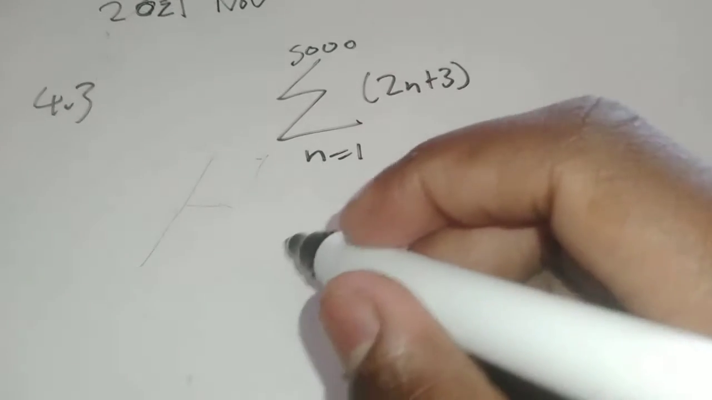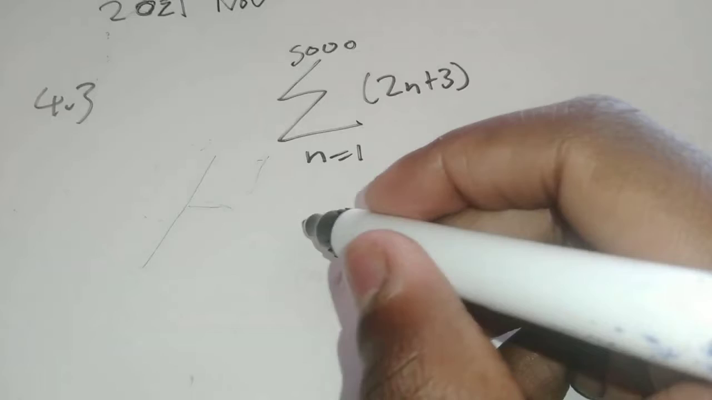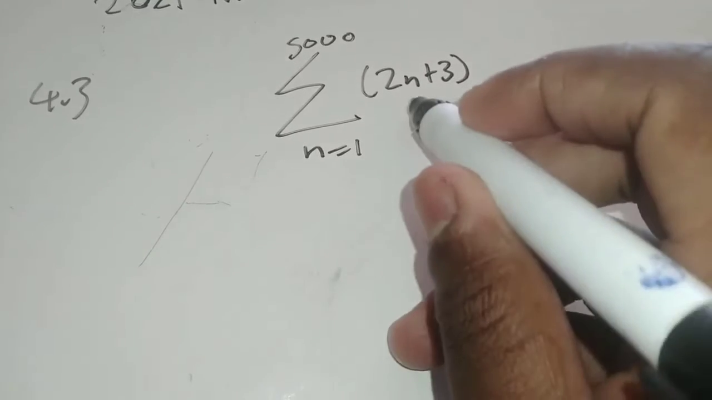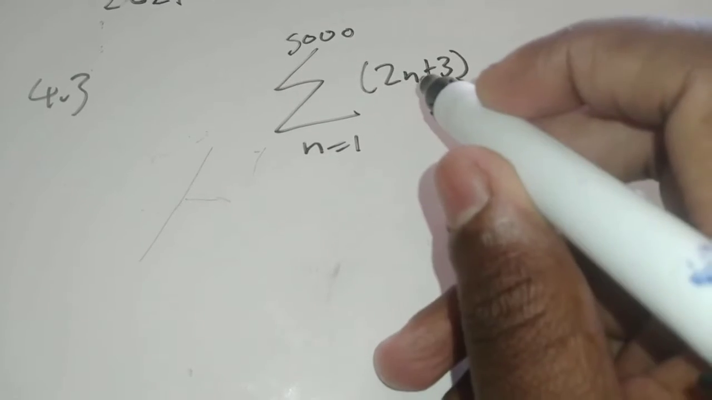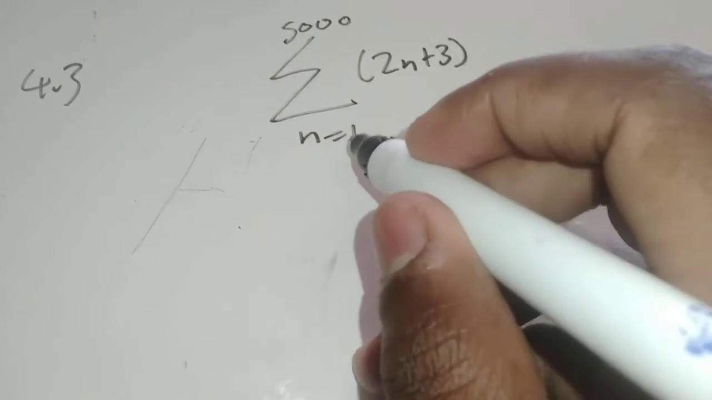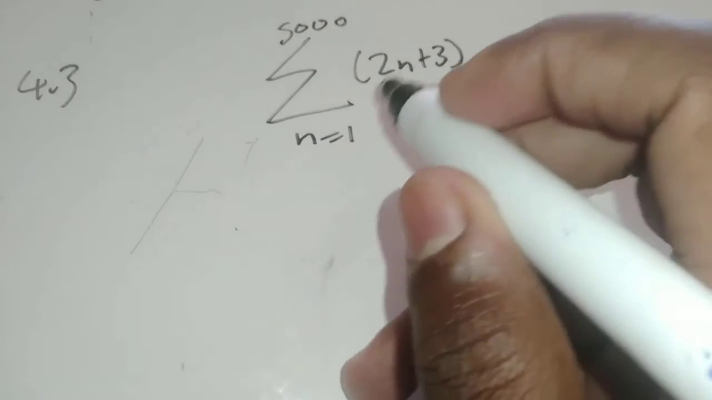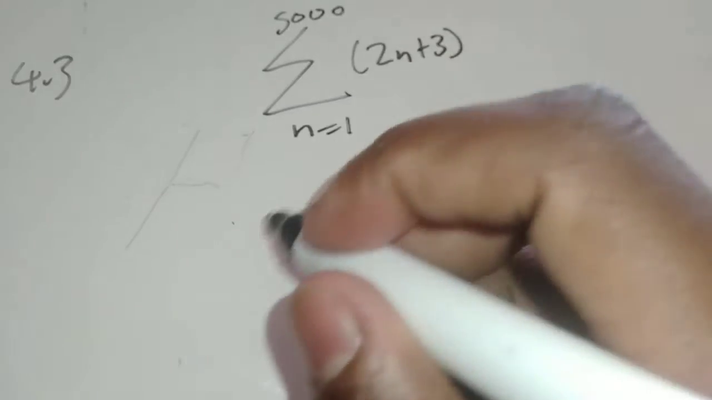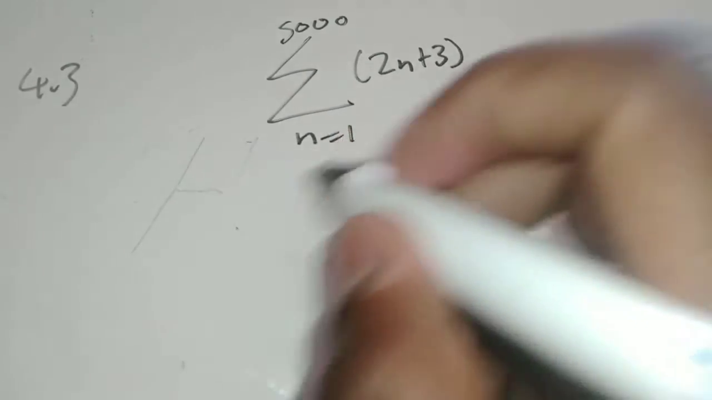So let's write it in expanded form. It means n is starting from 1, so I start by substituting 1, then we'll substitute 2, then we'll substitute 3, right? That's the first three terms. If we started from -1, we'd first substitute -1, then 0, then 1, right? So let's substitute 1 since it starts at 1.